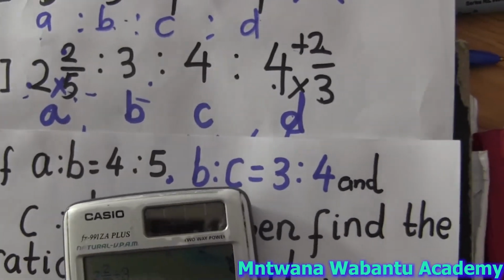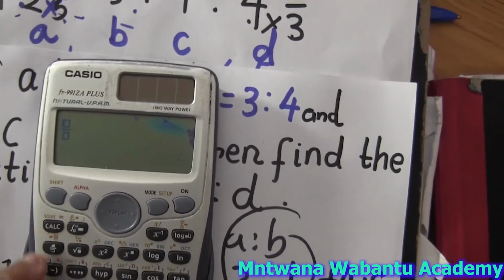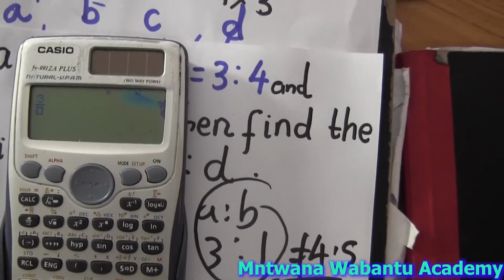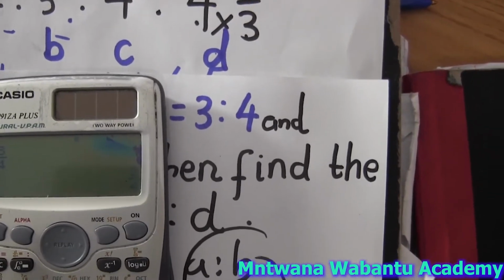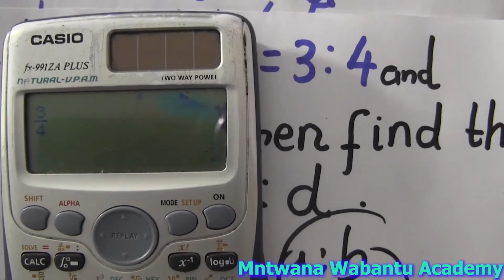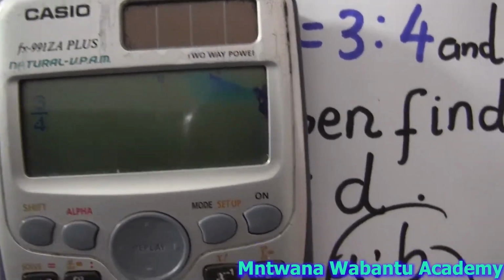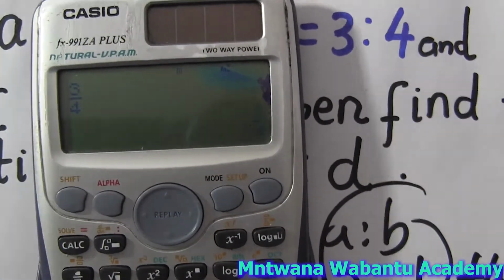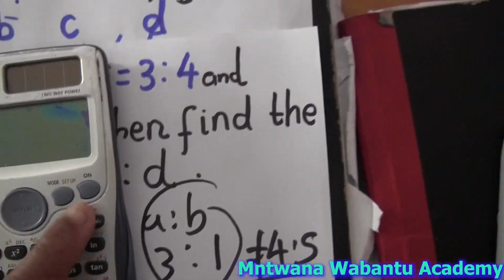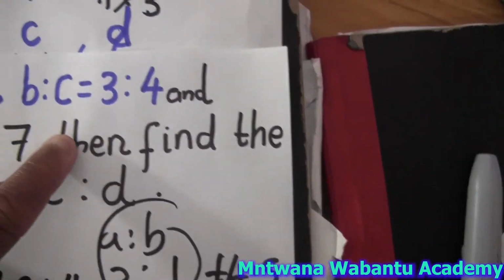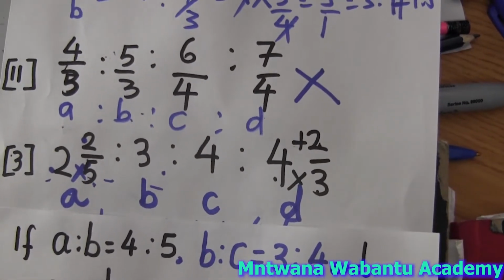I don't even have to plug in the calculator, because 3 divided by 4 is like 3 over 4, which is 3 ratio 4. I hope you can see 3 ratio 4. So BC is true.